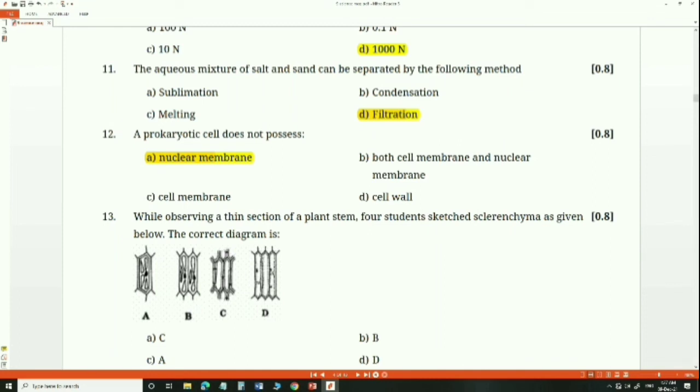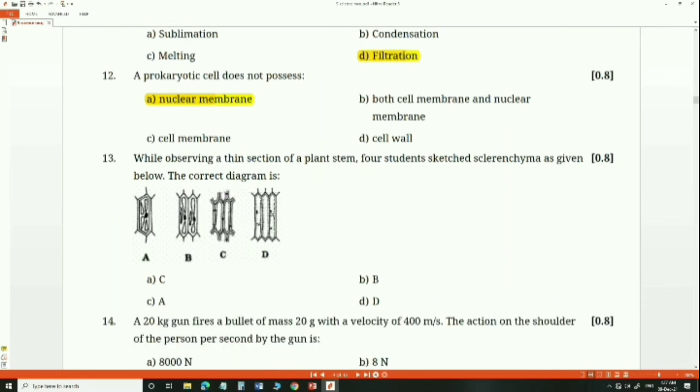I'm giving the explanation: prokaryotes do have their genomic DNA concentrated and localized to a small area within the cell, called the nucleoid region. So it's not entirely accurate to say that prokaryotes don't have a nucleus. That is the full concept. Now move to the 13th question.